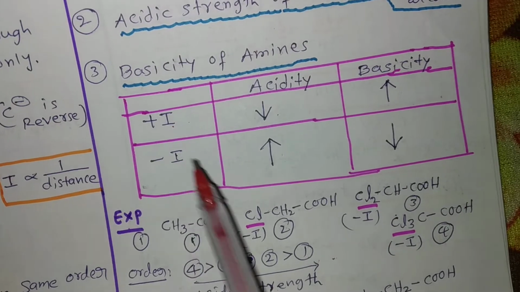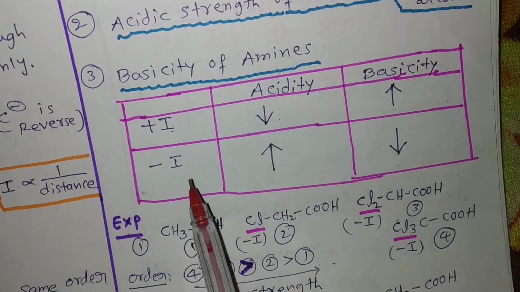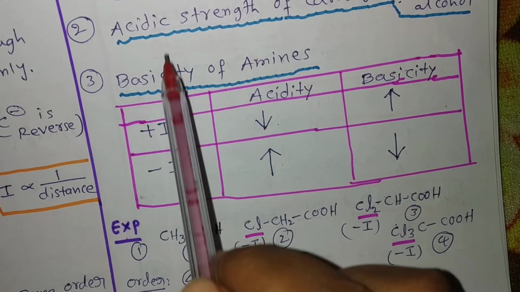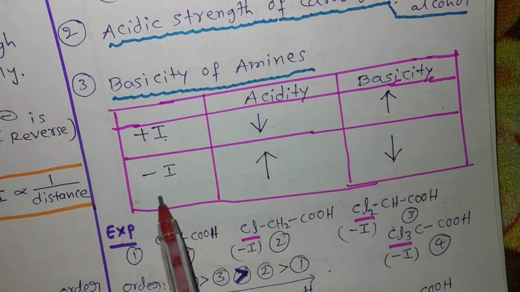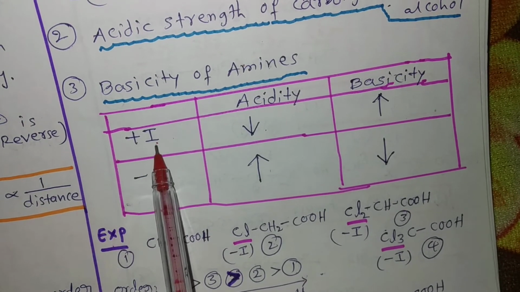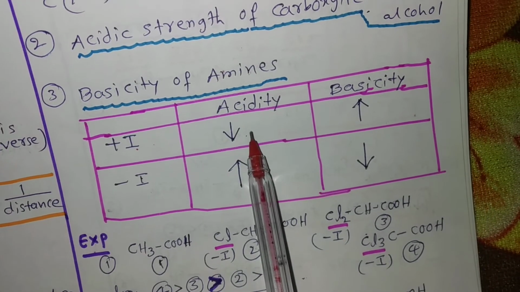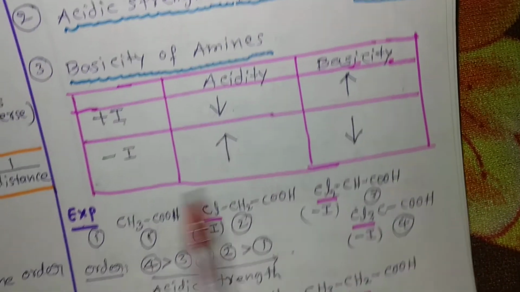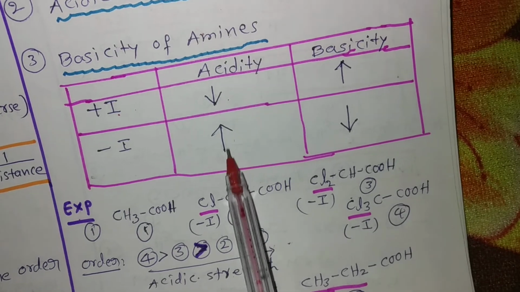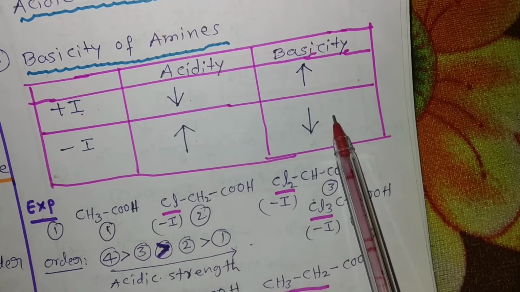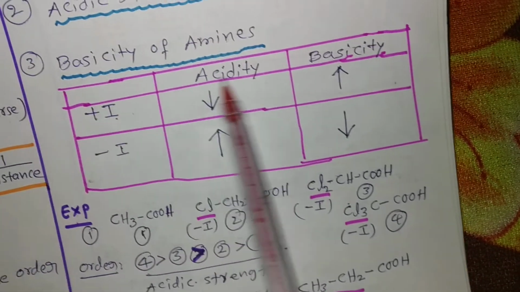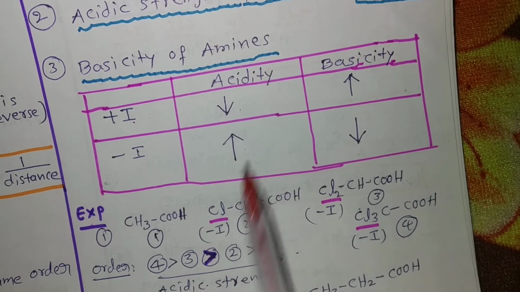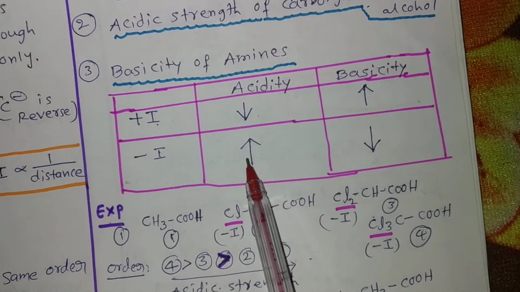Now, a simple table, a simple trick to remember these characteristics. So what is the simple trick? Plus I groups decrease the acidic strength and increase the basicity. Minus I groups increase the acidic strength and decrease the basicity. So this is the simple table. It is useful to easily identify the acidic strength and basicity.